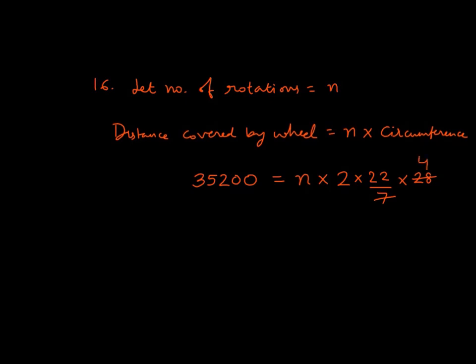We will solve this equation for n to get our answer. Here n will be equal to 35200, and these three numbers 2, 22 and 4 will come in the denominator. So we will simplify this to get our answer as 200. So your answer is 200 revolutions. The wheel has to rotate 200 times to cover a distance of 352 meter.